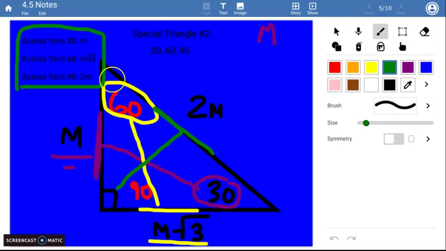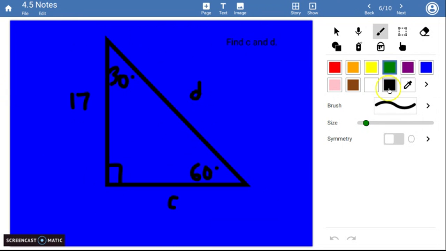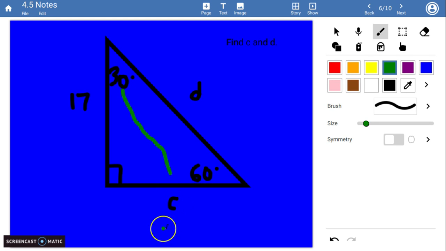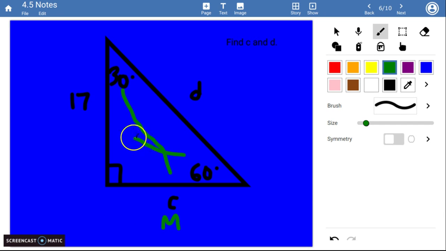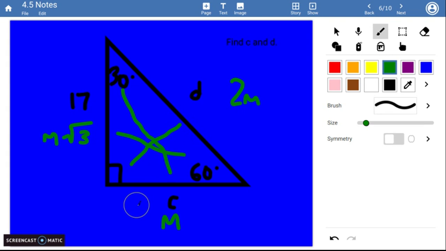Here's what that means. You can try to solve, and here's how you would do that. First, label. Across from the 30, that's right here, so this is the M. It's good to find M first because it's by itself and doesn't have any odd things with it. The one that's across from the 60 is this 17. So we're given that 17 equals M root 3. And then D is going to be our 2M, because it's across from the 90 degree marking.